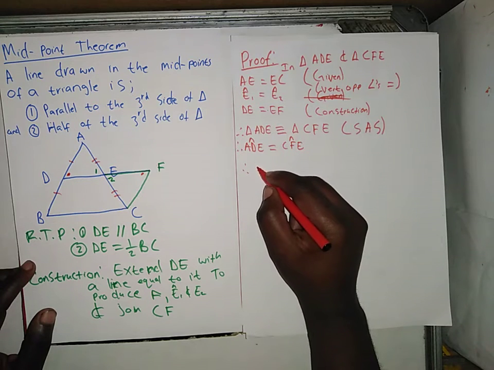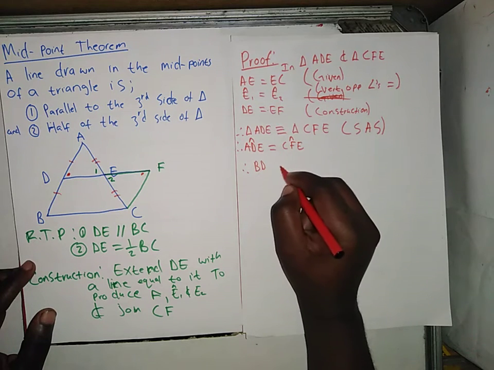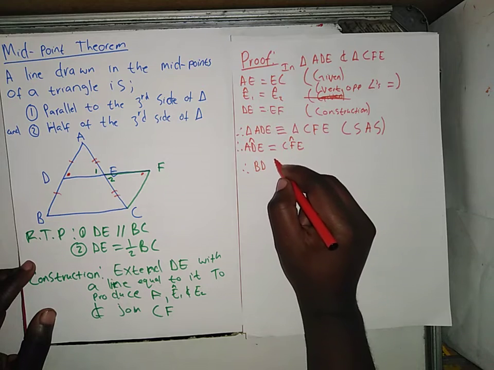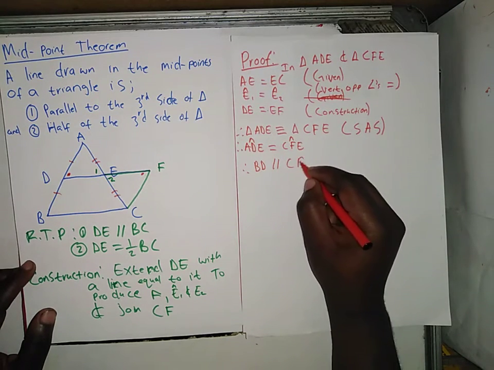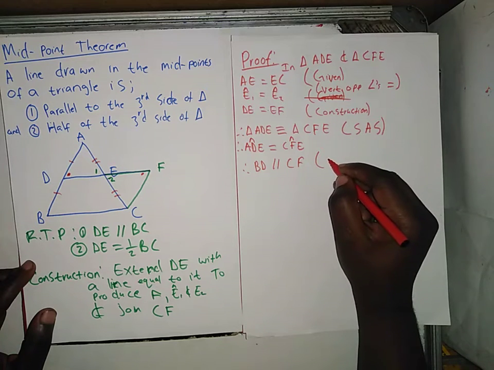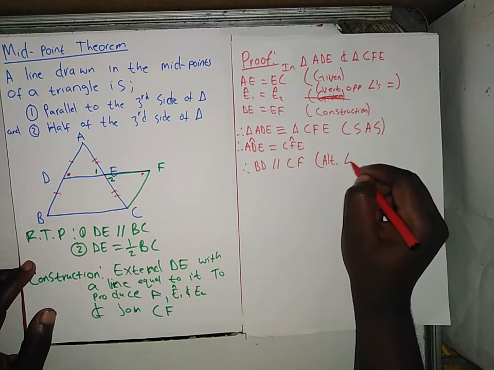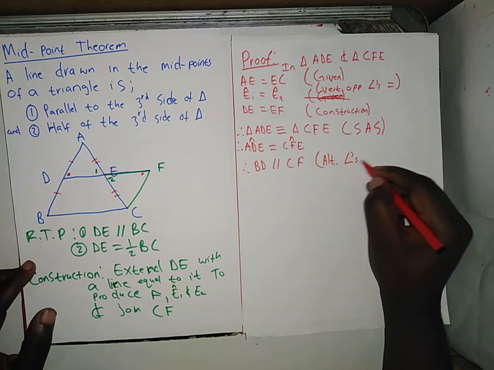So you will have BD being what? Being parallel to what? To CF. Now, what is the reason for that? It's because you've got alternate angles, because it's an N shape. You've got alternate angles being what? Being equal.